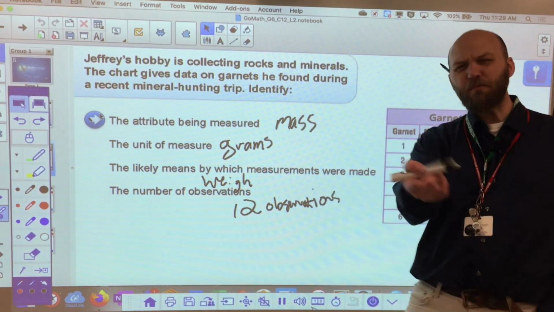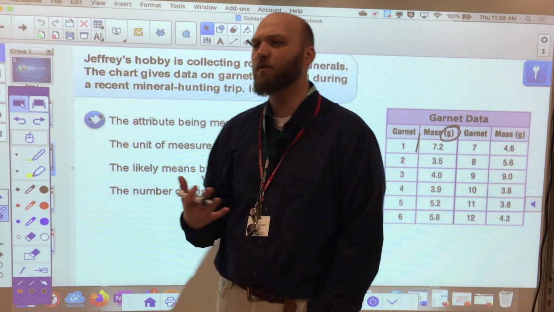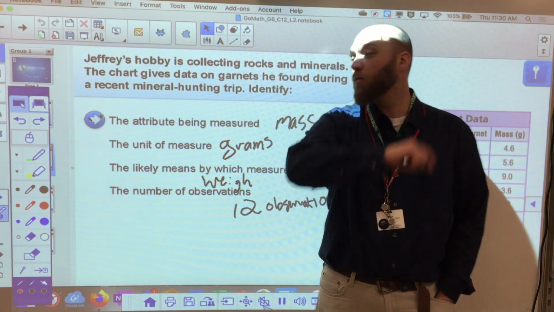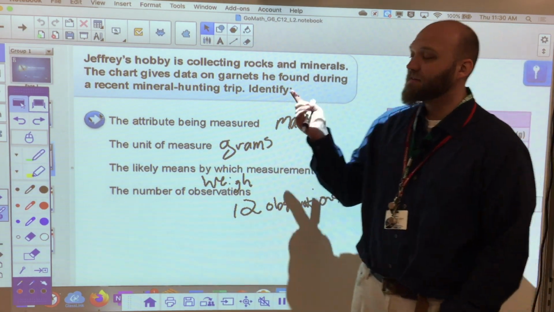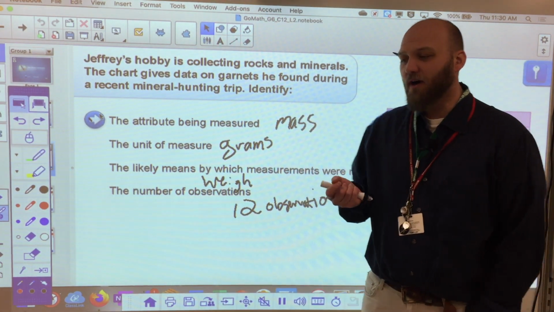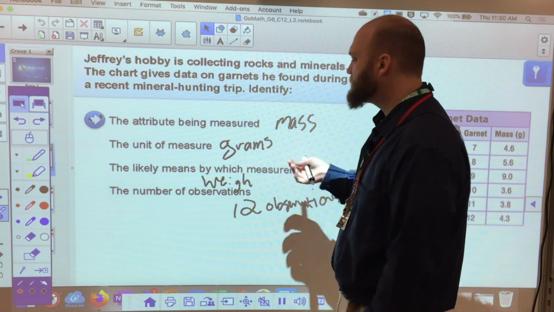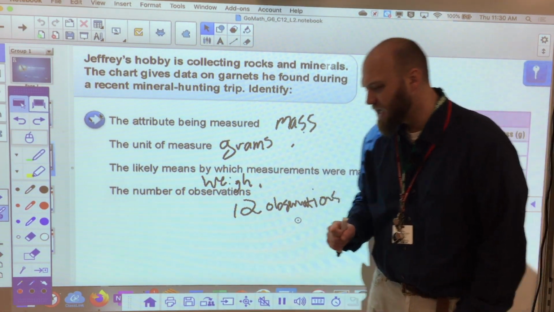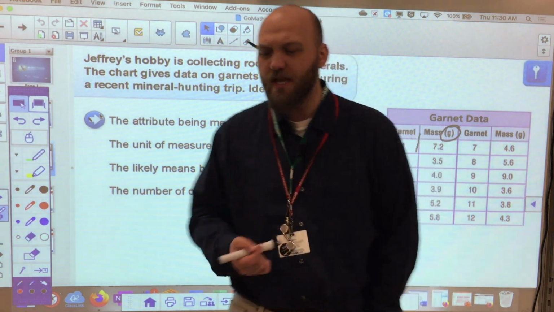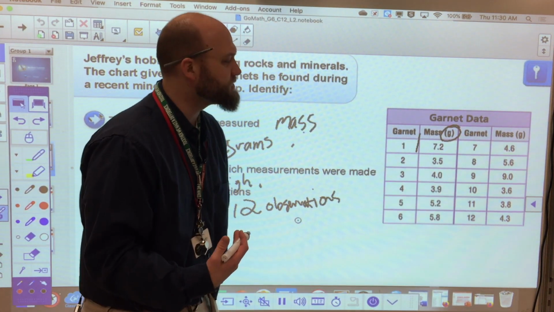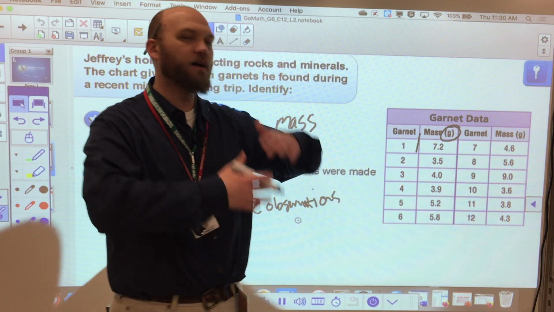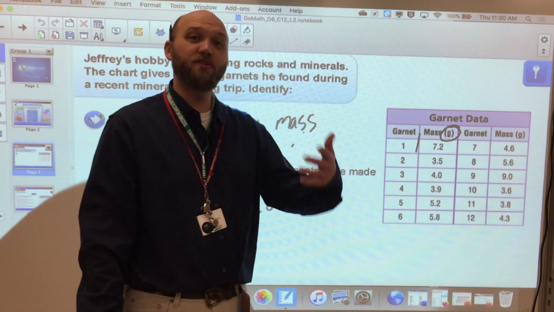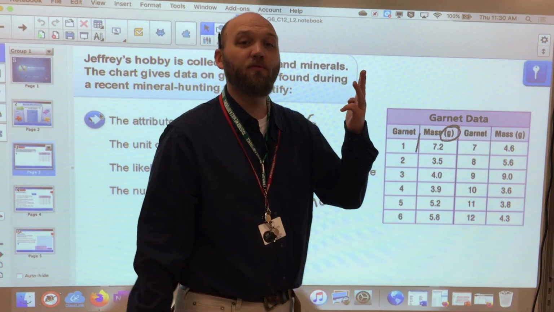So now, we talk about speaking intelligently. So if I'm somebody and I'm recording something like this, and I'm trying to explain this to a group of scientists, I would say, oh, well, you know, Jeff's hobby really paid off. So he collected a lot of garnets. So he was measuring the mass in grams, and when he looked at the weight, he noticed he took 12 different samples and found an average weight of this.